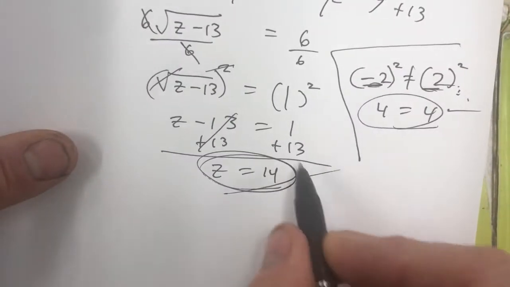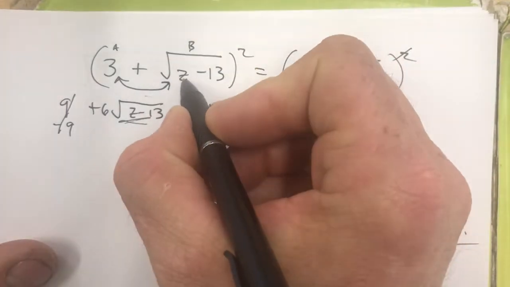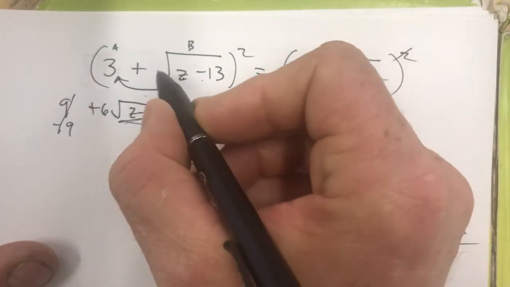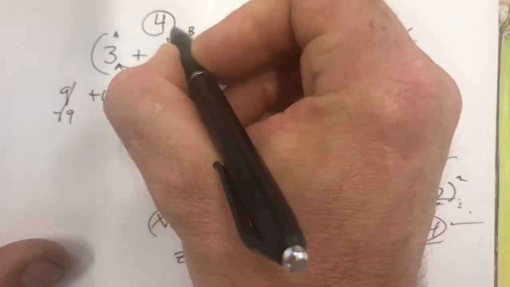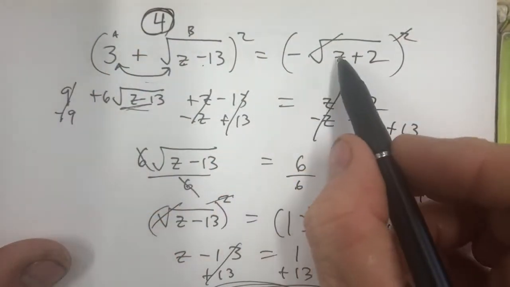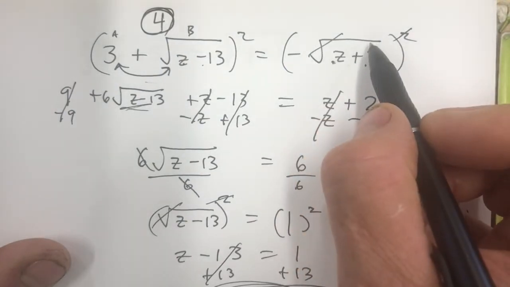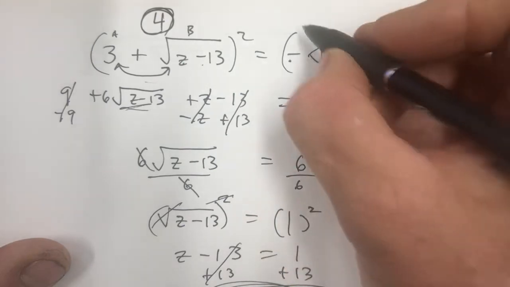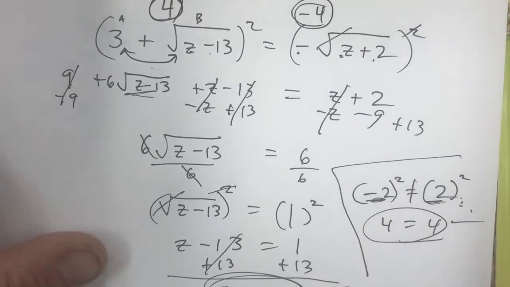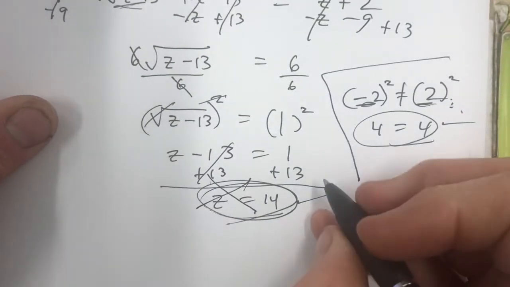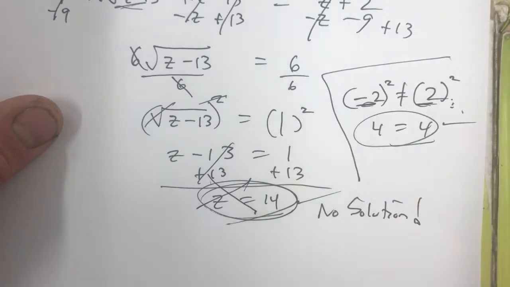I got to check the 14 and make sure it works. So I got to plug it in, have to. So if I put 14 right there, 14 minus 13 is 1. The square root of 1 is 1. So 3 plus 1 would give me a 4 on this side. All right, when I put 14 in here, 14 plus 2 is 16. The square root of 16 is 4, but I got this negative in front, which is negative 4. And they're not equal. So that means this right here was an extraneous solution, which means there's no solution. No solution in this one.